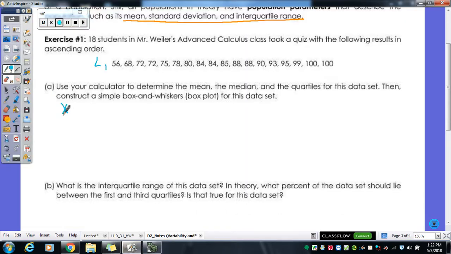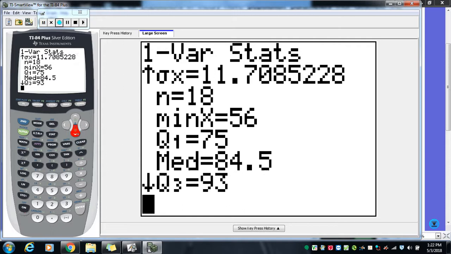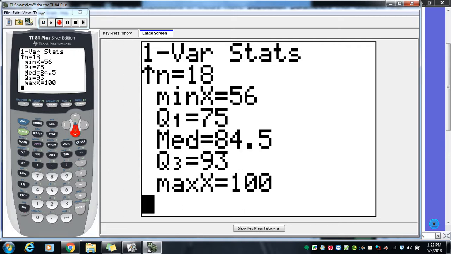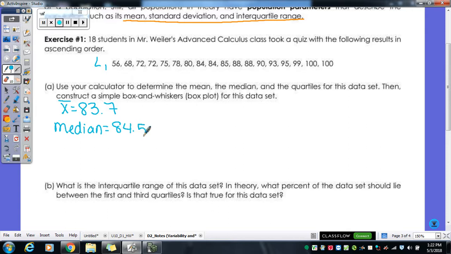To the nearest tenth, we got 83.7 is our mean. Remember you just have to scroll down. Our median is 84.5. Is that also Q2? It is also your Q2, yes. Can Q4 be the max, so you can do 100? There is no Q4. Okay. Q1 is what? 75. And our Q3? 93.